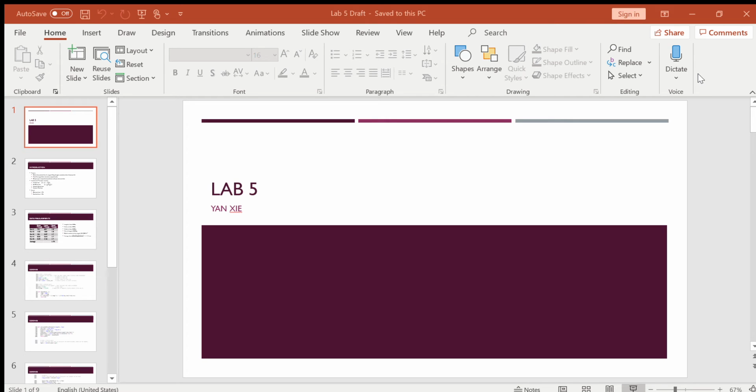Hello, this is Yanxie. In Lab 5, we are collecting observational data of a magnet falling through a conductive tube of aluminum foil. We then model the magnet-tube interaction computationally and compare our computational predictions with observed data. Some fundamental principles involved in this lab include Faraday's law, Biot-Savart law, Newton's second law, and Newton's third law.